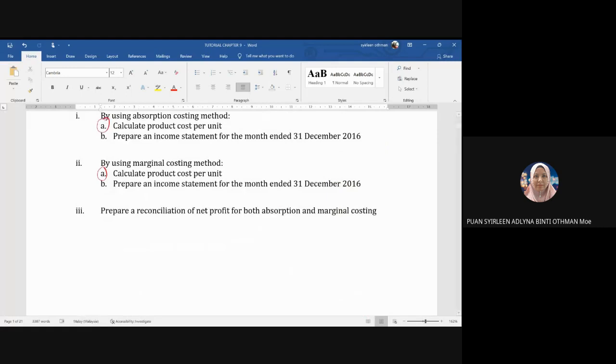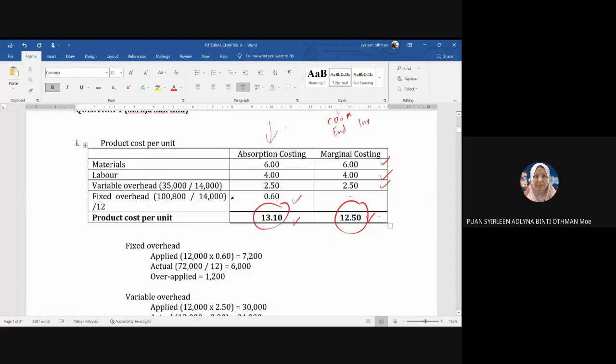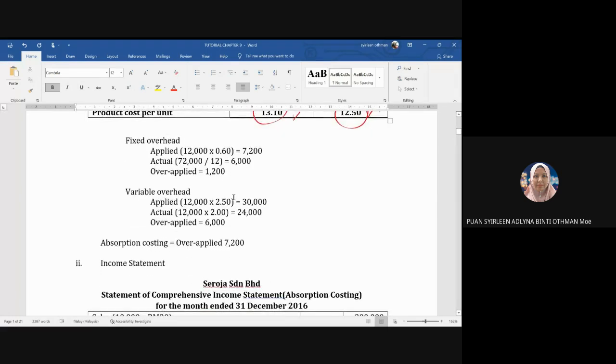Okay, for the month ended. You jangan main tulis je. Ni masalah pelajar-pelajar. Tak kira pelajar sekolah matrik ke, pelajar sekolah ke, pelajar matriks ke, pelajar U pun ada. Even makcik-makcik yang jadi pensyarah ni pun sama juga perangai. Baca soalan tak habis. Okay, so dia minta untuk sebulan sahaja.